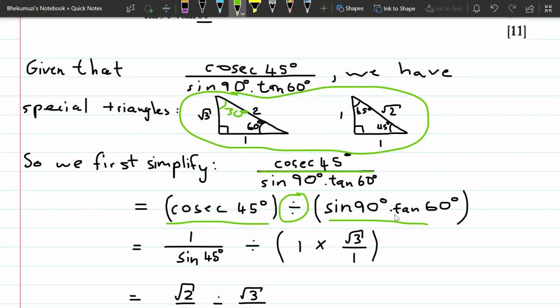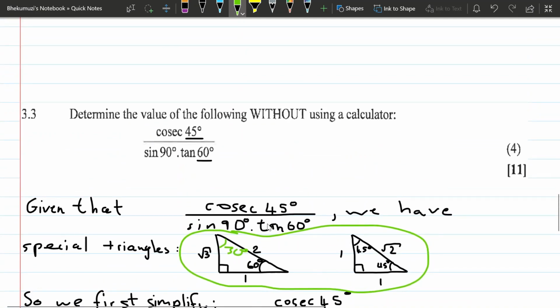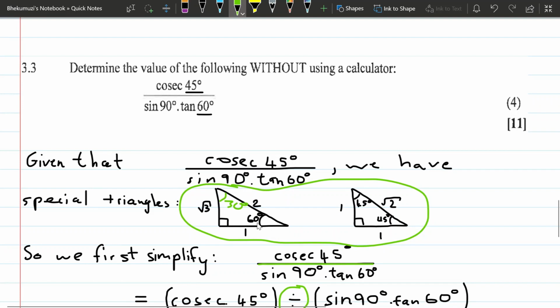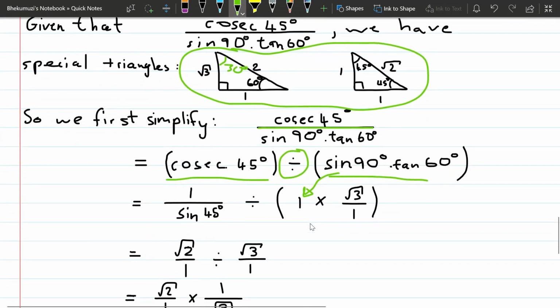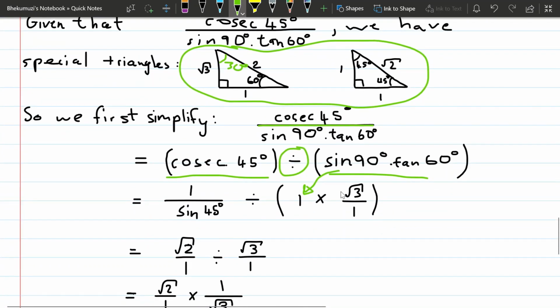But sine 90 degrees is actually just what? It's just 1. So then we have 1, but then we have tan 60 degrees. So we go back to our special triangle. Tan 60 degrees is the opposite side divided by the adjacent, so we would have square root 3 over 1. And then we have cosec 45 degrees, which, remember, is the inverse of sine. So it's 1 over sine 45 degrees.